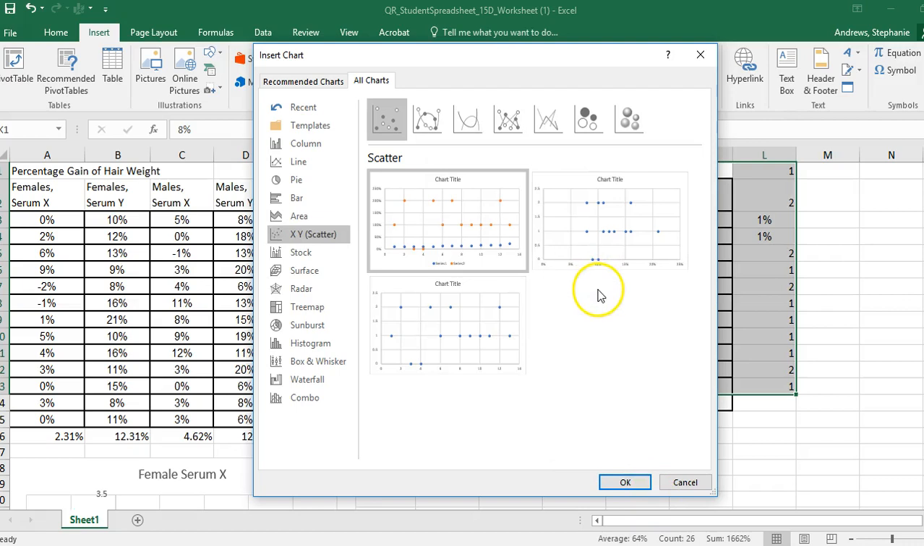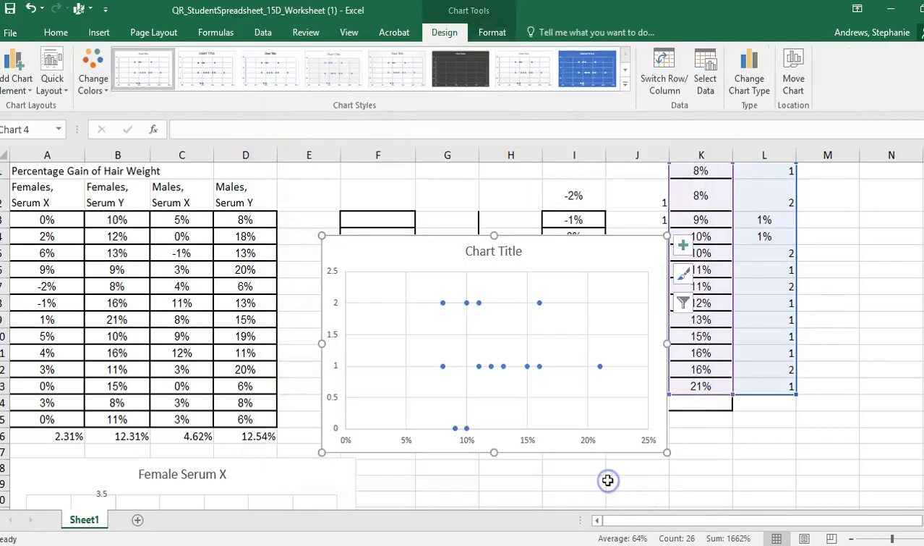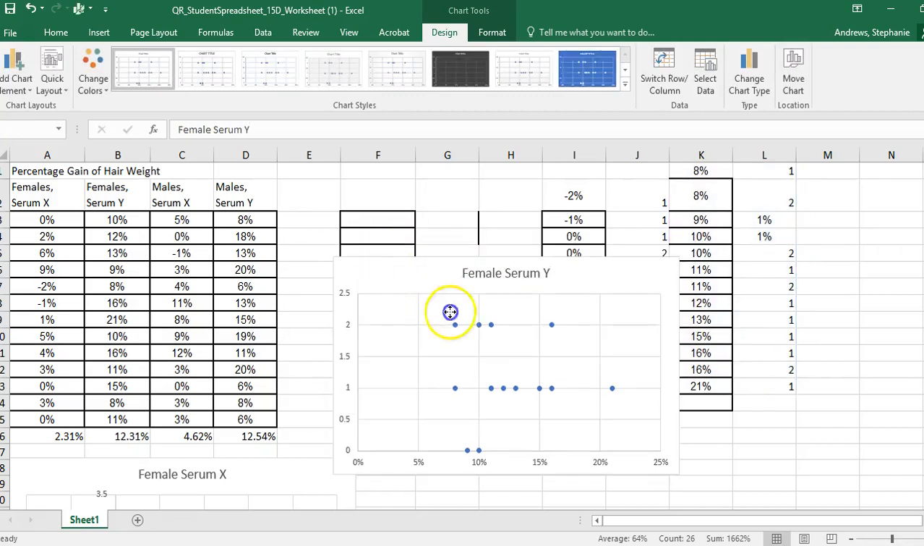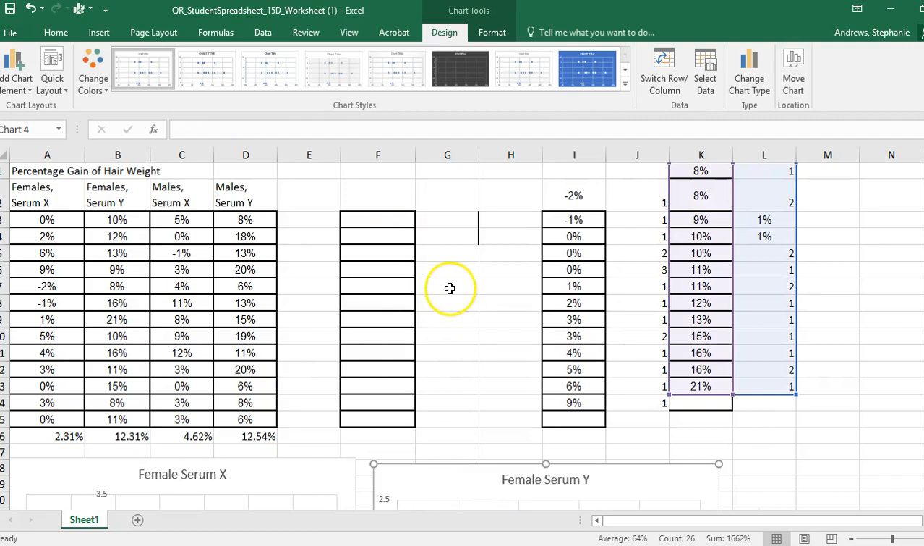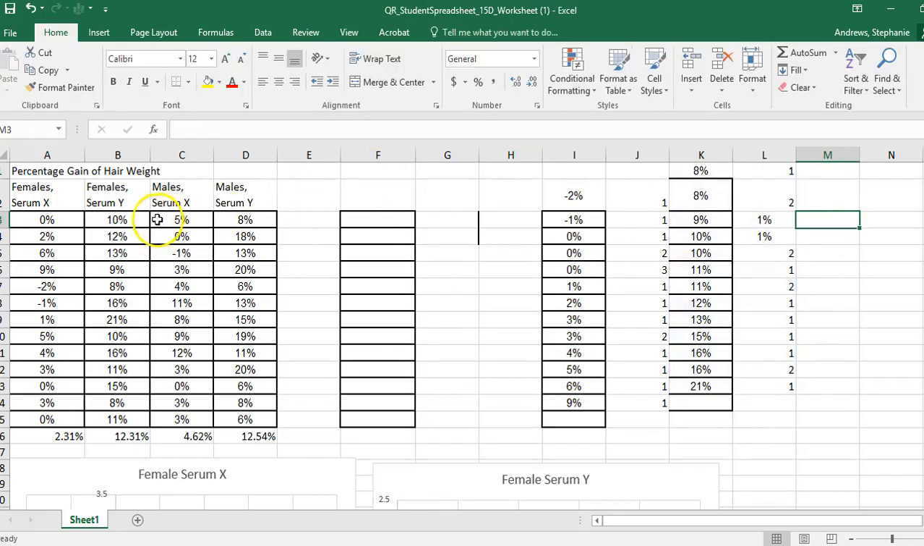And, ooh, that one looks weird. Interesting. It doesn't show a nice little normal curve, but boy, it does show a shift. We're not over here at 0 and 1 anymore. We're way over here, even reaching up to like 21. Let's call this one Female Serum Y, because that one worked better for both females and males. And now I'm running out of space over here, but we'll find something.